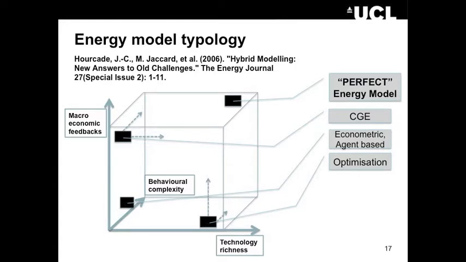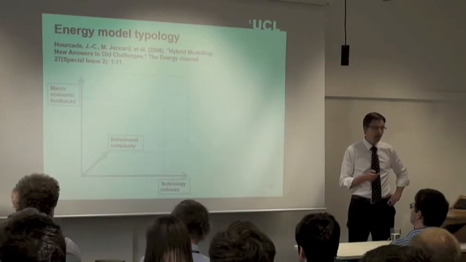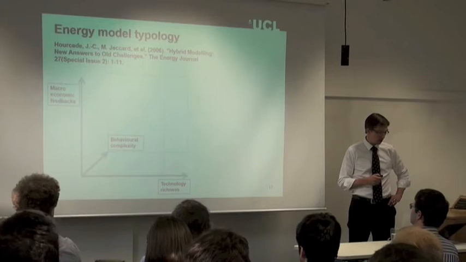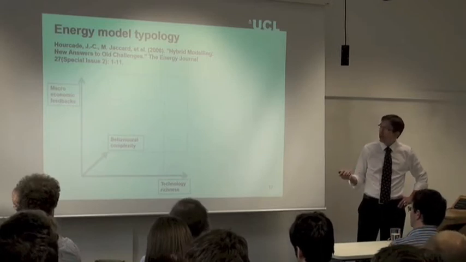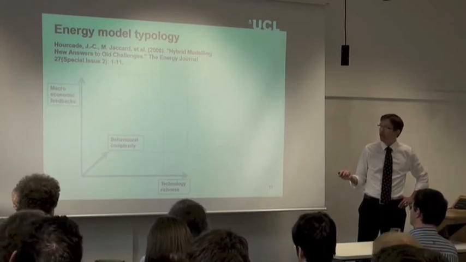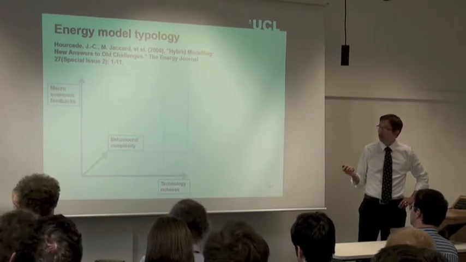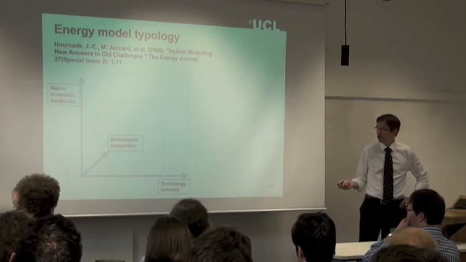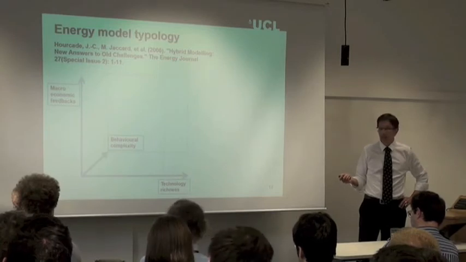So we've gone through these elements of models. So which sort of model should you actually use? And this is a typology that I like a lot. Jean-Charles Hourcade at CIRED and Mark Jaccard at Simon Fraser in Canada. They're talking about models being characterized by these three key axes. You really want a model that has a good sense of the feedbacks with the macroeconomy and indeed the wider environment. You want something that looks at technology detail, and you want something that looks at behavioral complexity.